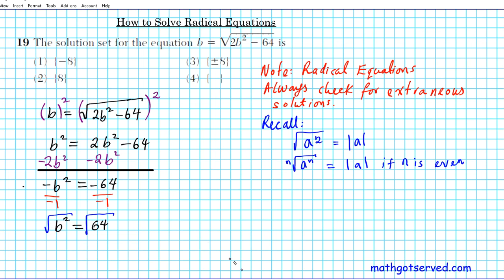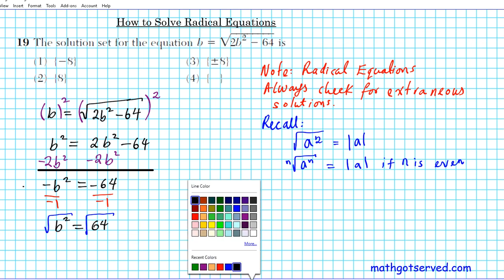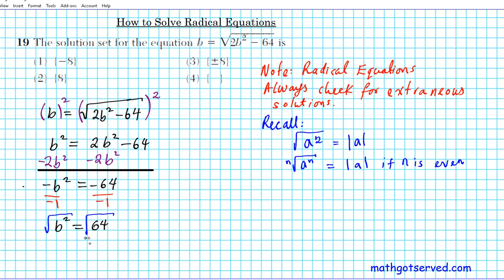We're taking the square root of a square, so this is going to lead to the absolute value of b equals the square root of 64, which is 8. Why is that? The reason is because when you square a negative and a positive number, you get the same output. If you square negative 8 and you square positive 8, you get 64. So that's why we have two answers.